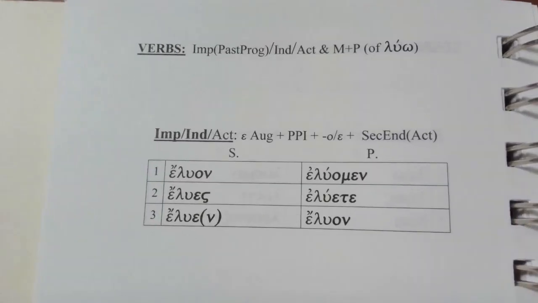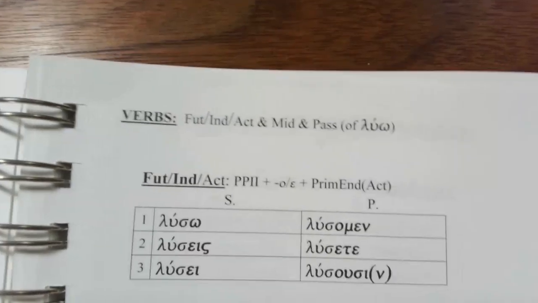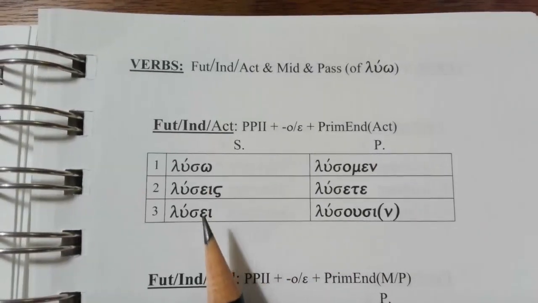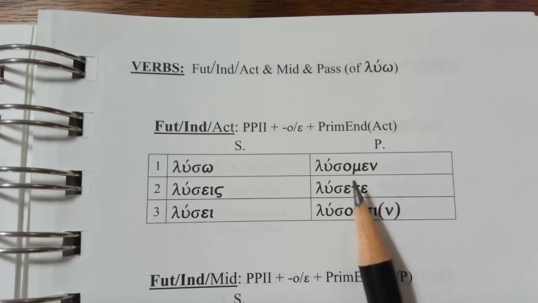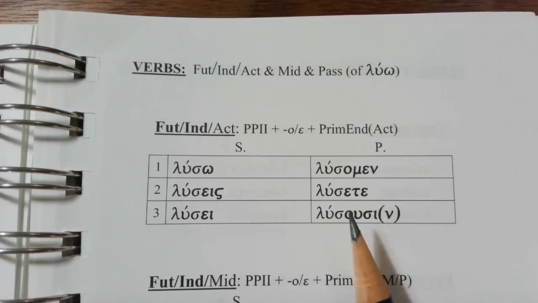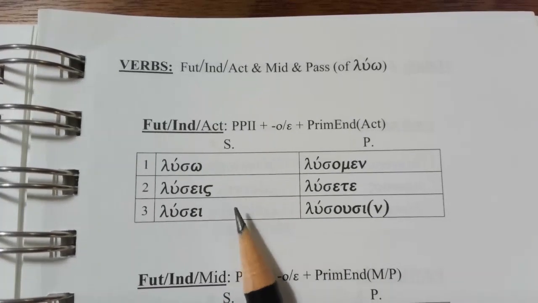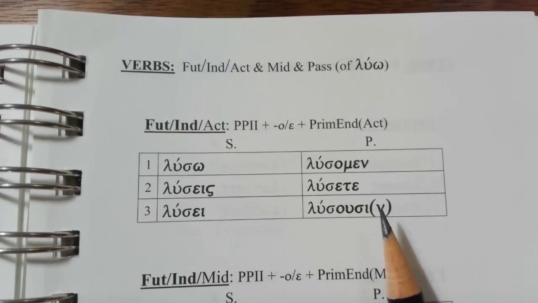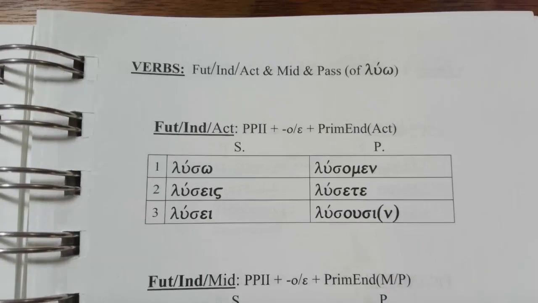And then today we're learning the future. So we'll flip the page some more. And then here's the future with a different verb here. The only thing that we've done is added the sigma. It's the same as the present, just with the sigma added. It uses the primary endings, o, es, e, omen, ete, usi, as opposed to the secondary, like for the imperfect, on, es, e, omen, ete, on. So with that being said, we may come back to the handbook after a while.